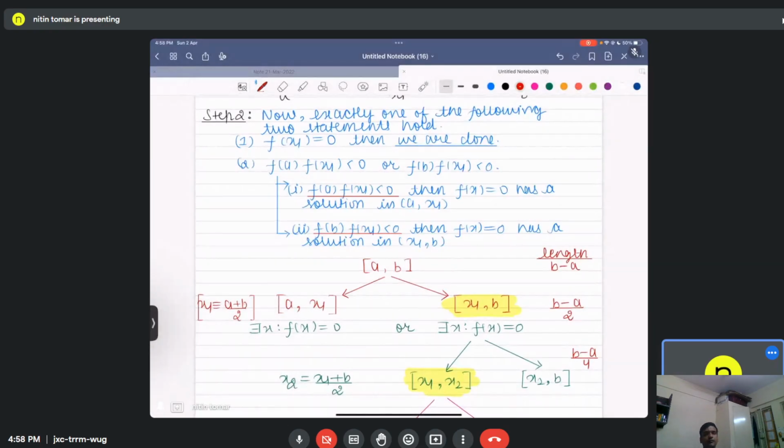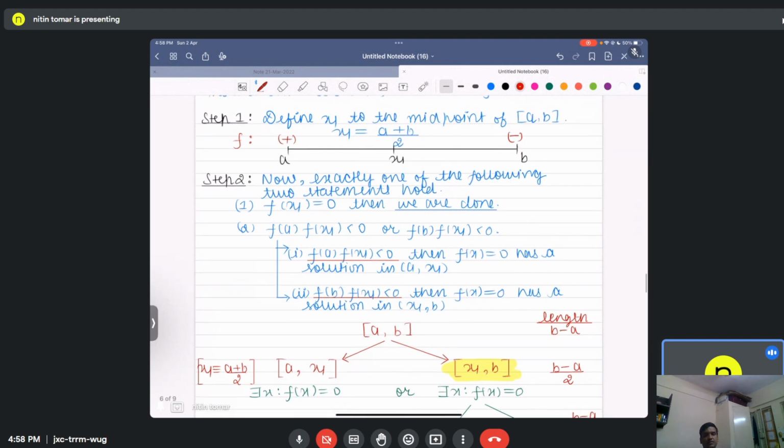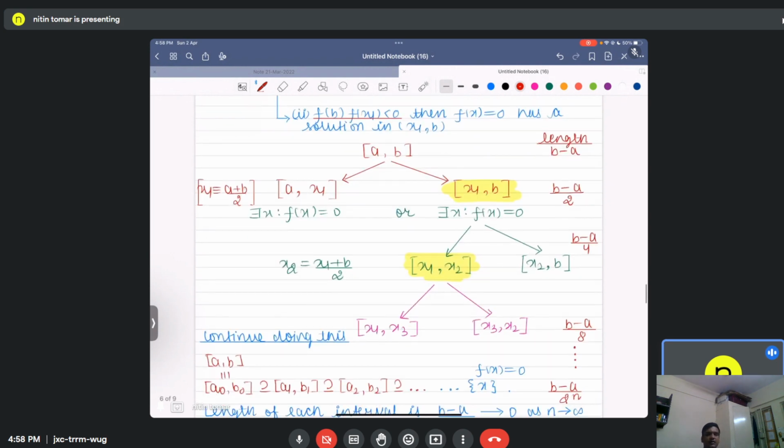Yeah. So if at x1 f has zero value, then we are done. If not, then either the root lies in the interval a comma x1, or in the interval x1 comma b. Let, if possible, the root lie in x1 comma b. So first of all, what is the length at this stage of both the intervals? It is half of the previous one, that is (b minus a) by 2.